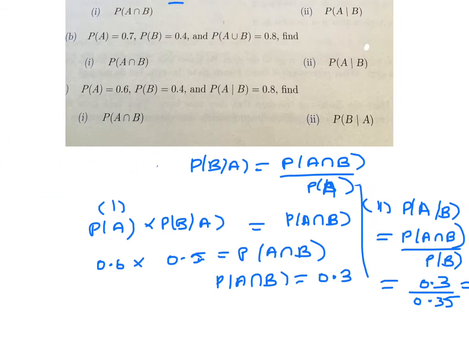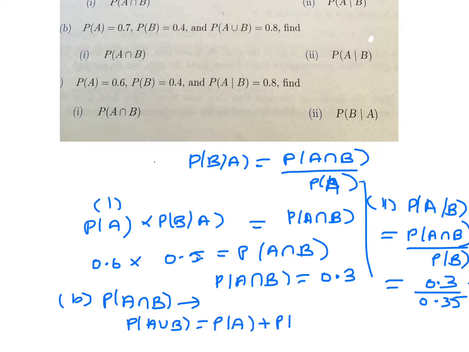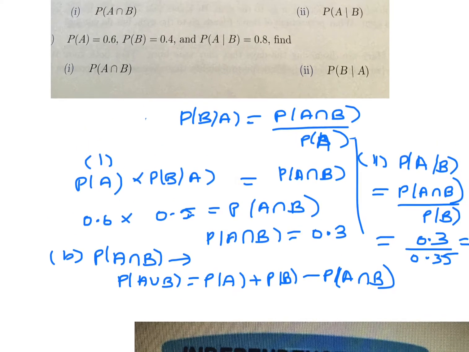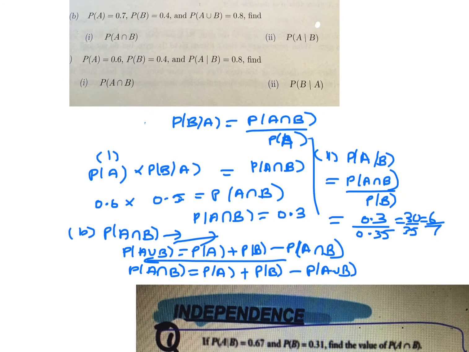So the next one states, that's B. So we want to find, for the second one, the probability of A intersection B. Okay, now we have the probability of A union B. So the probability of A union B is the probability of A plus the probability of B minus the probability of A and B happening, or A intersecting B. So if we move this over to that side, then the probability of A and B happening is the probability of A plus the probability of B minus the probability of A union B. So all we need are those values now.